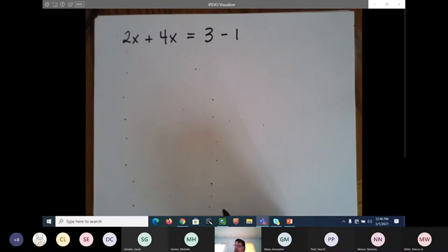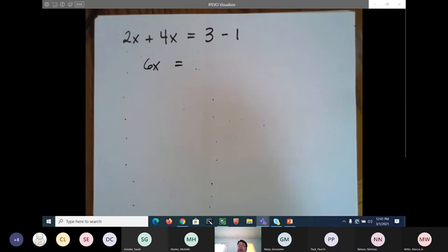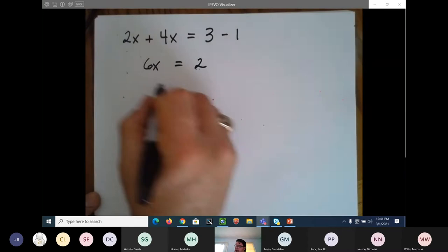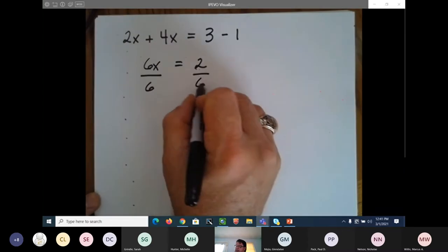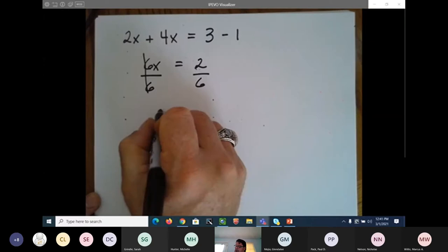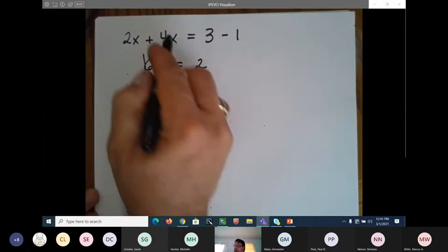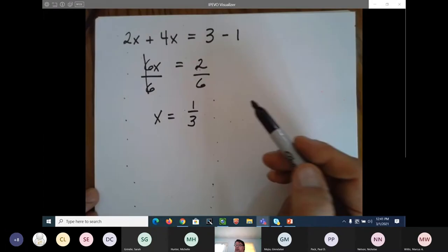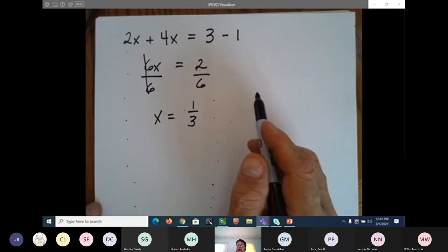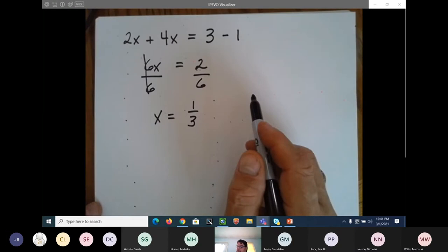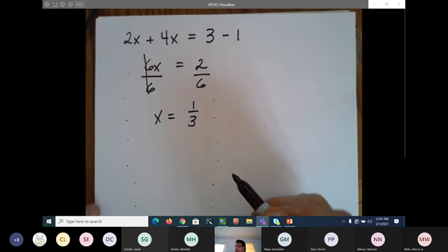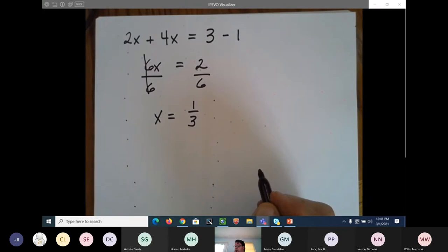So 2x plus 4x is 6x. And 3 minus 1 is 2. And you divide by 6. And x is equal to 1/3. Now, I guarantee you, you're not going to be able to do this in your head and get 1/3 by saying blah, blah, blah, blah. So x is equal to 1/3. Very difficult to do. So that right there is a problem that, if you don't do it step by step, you might get messed up. Any questions on that one? That one's pretty straightforward.